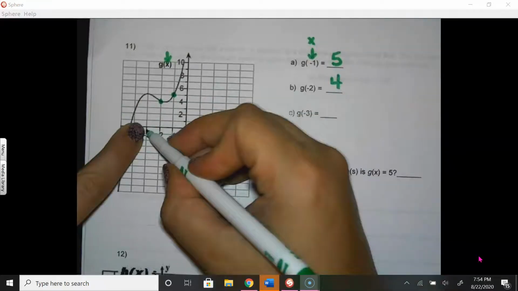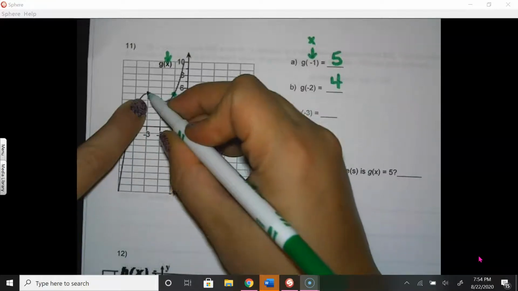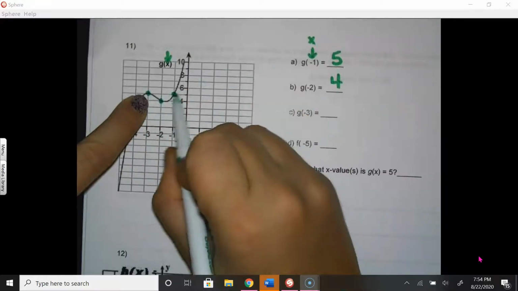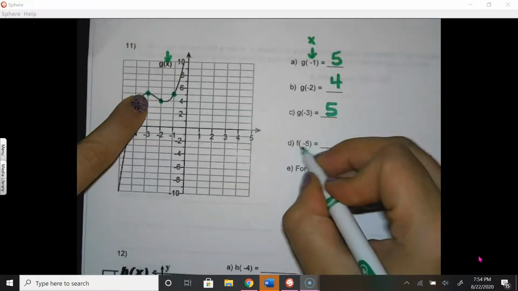G of -3, that y value is 5. F of -5, so right here. The graph, it looks like right here, so at -10.